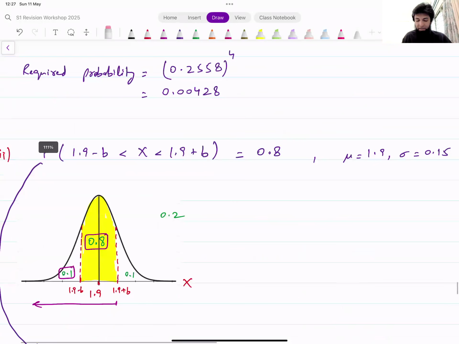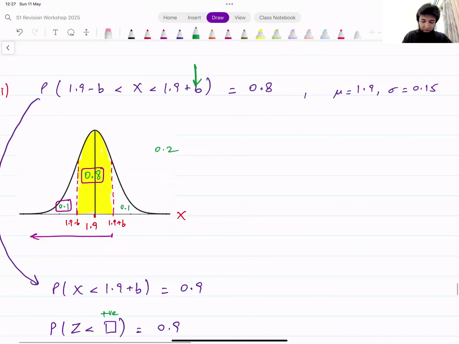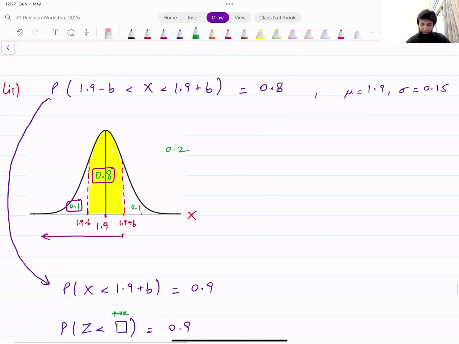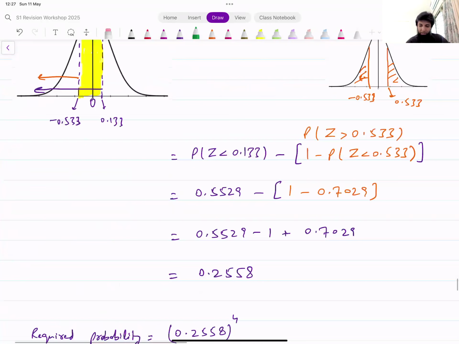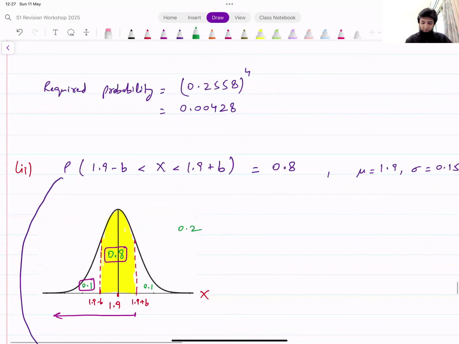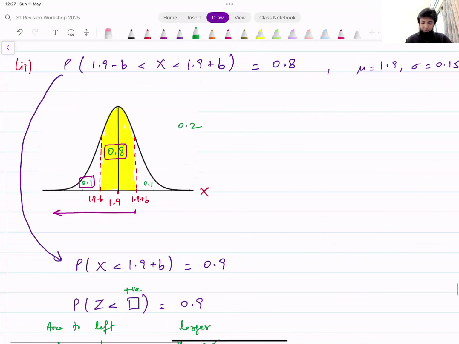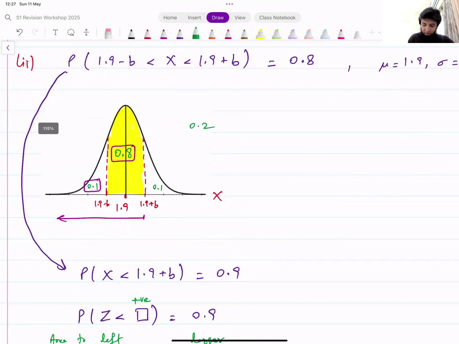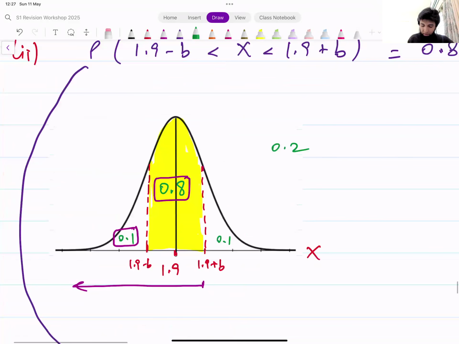We've got the mean, we've got the standard deviation, but this value is missing. We don't know what the value for B is. How do we think about this? What was the mean? Mean was 1.9, right? So 1.9 minus B and 1.9 plus B, what does that mean? We've got 1.9 exactly in the middle.